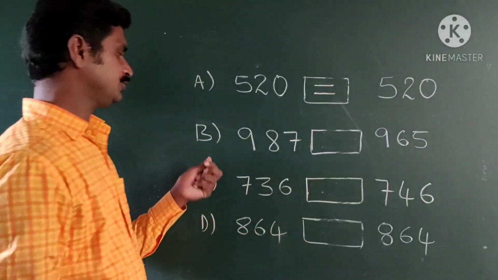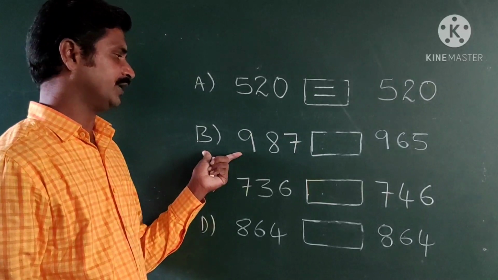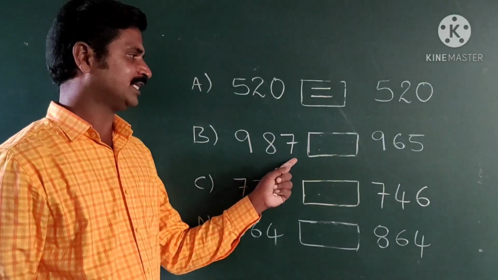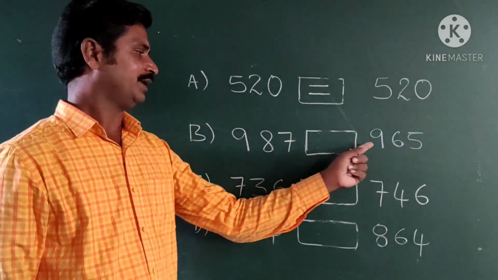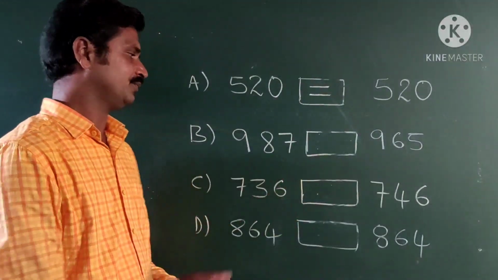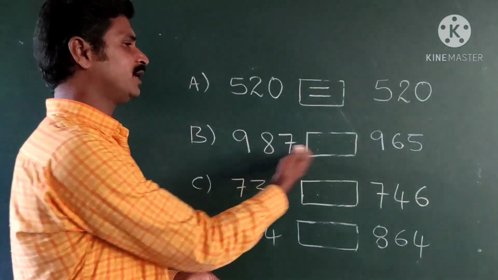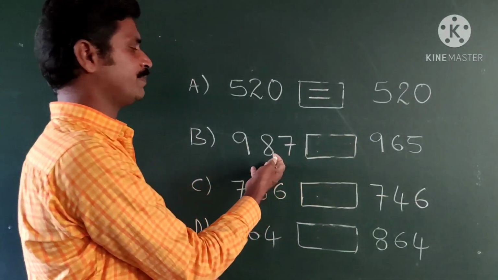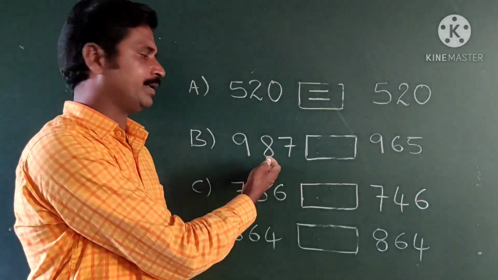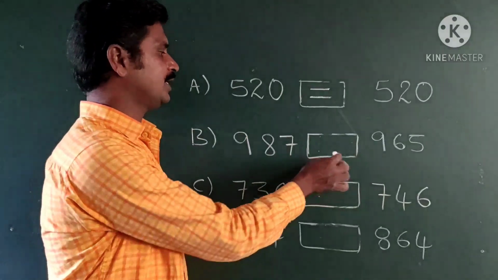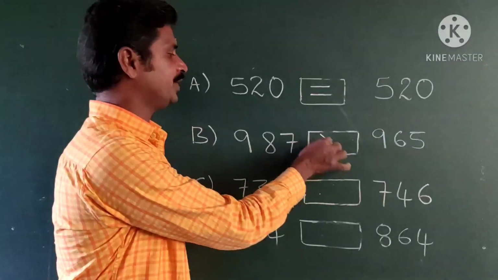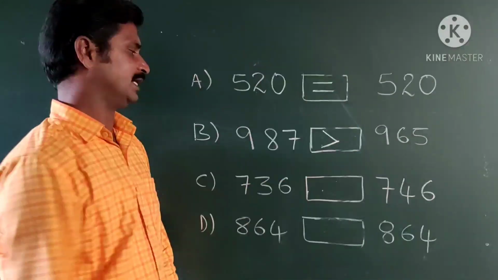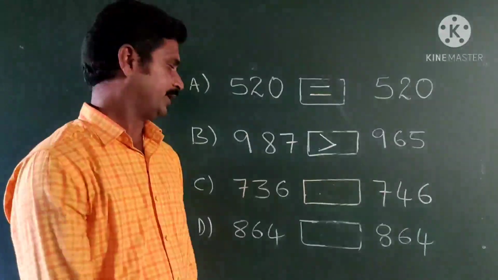Equal to. Now see this bit. You see B1. Here 987, 965. Okay, children. Is it bigger or smaller than this? Very good. This is the big one. Which symbol do you give? Very good. The greater than symbol we keep here.